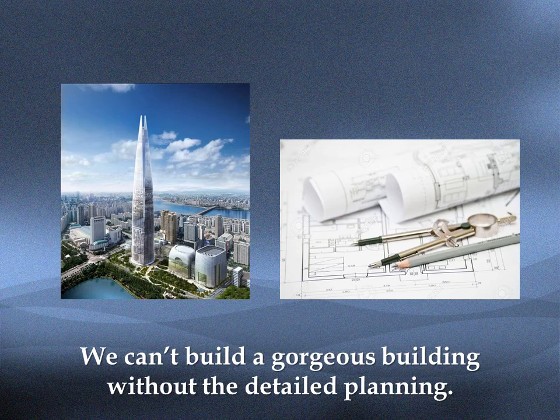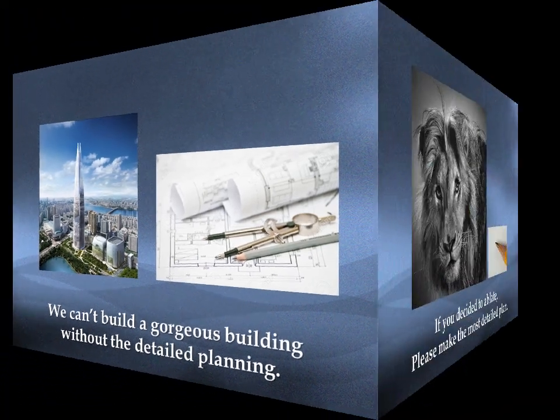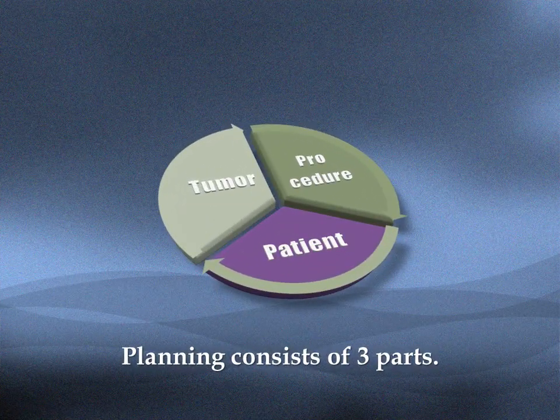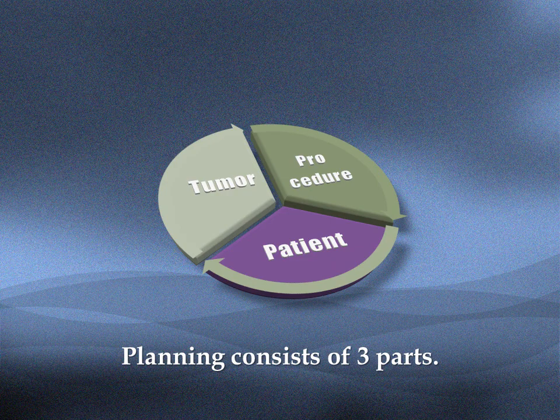Without well-designed planning, we cannot build this kind of gorgeous building. After you decide to ablate, you need to perform the planning on how to ablate and what you have to consider during your ablation. The planning phase consists of 3 parts. First, patient. Second, tumor. Third, procedure.